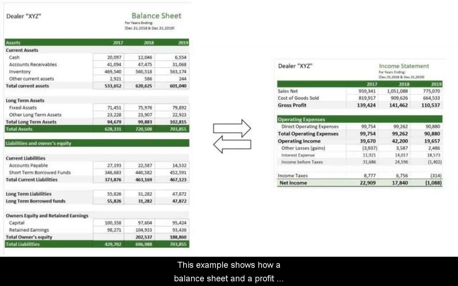This example shows how a balance sheet and a profit and loss report are formed and connected to each other. These reports help us to see the full picture about the company. Based on that information, we can make informed decisions.